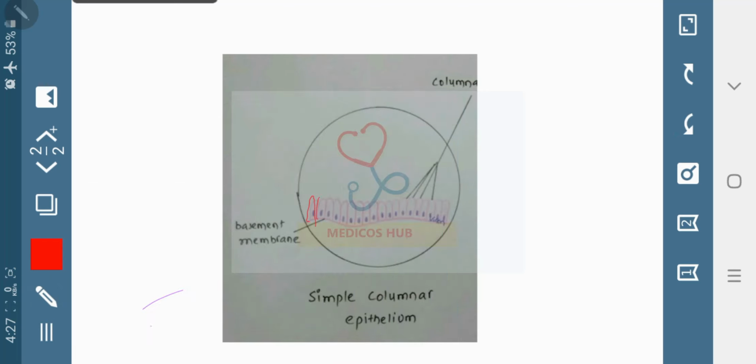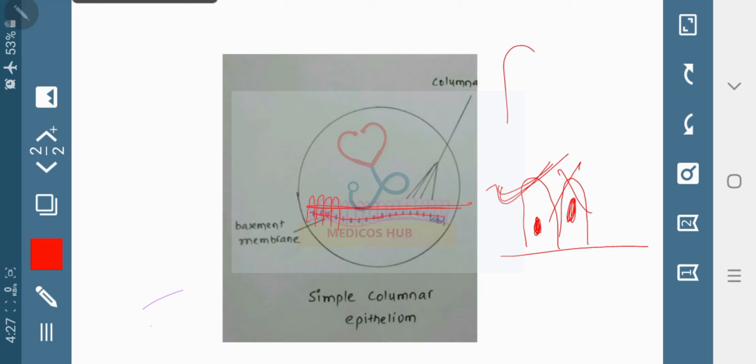The nucleus, all nucleus are present near the base. These are not present at the center. Okay, this you should remember. I am drawing again. These are present towards the base. They are not present like this. This is wrong, this is true. Okay, of these two cells, the nucleus is like this, not like this. This is true, this is wrong. You should remember these two things very clearly. It will help you to draw a simple columnar epithelium.